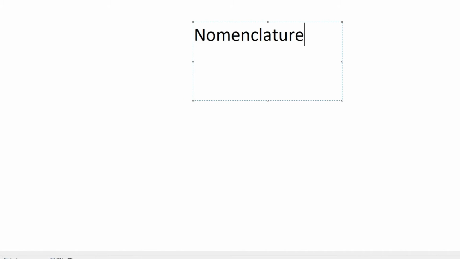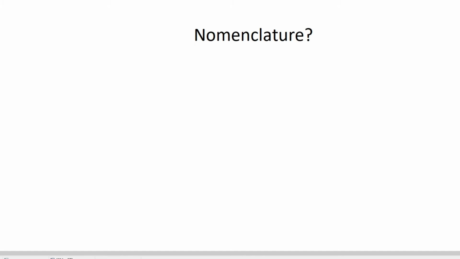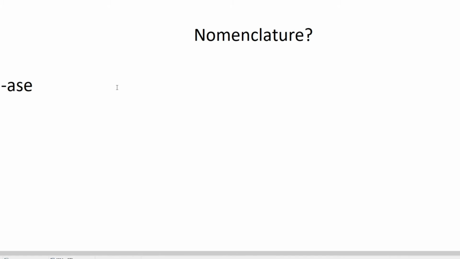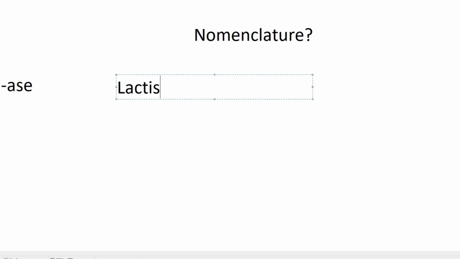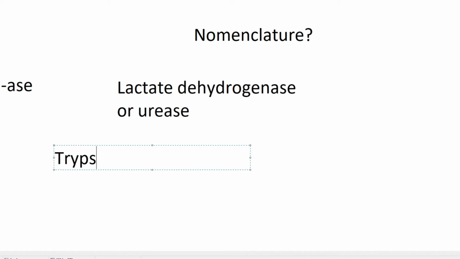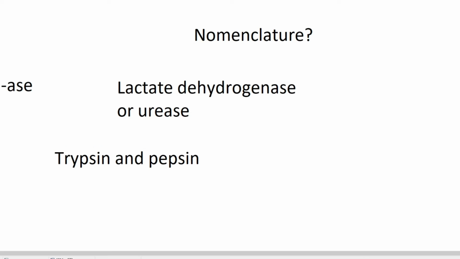Okay, now we'll move on to nomenclature. So enzymes have the suffix -ase, for example, lactate dehydrogenase or urease or glucokinase. But some retain their original names, like trypsin and pepsin, which are in our bodies. And each enzyme is assigned a classification number, which you do not need to know. It's just for your information.